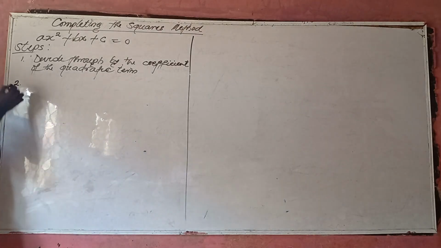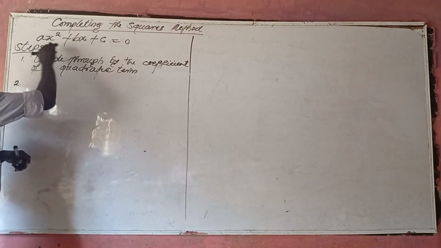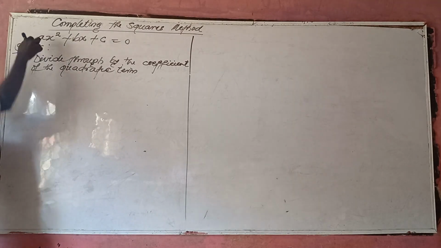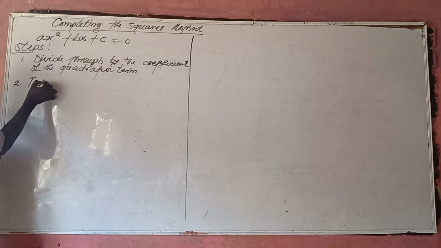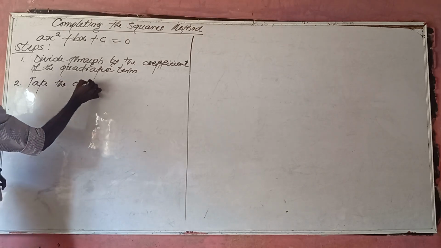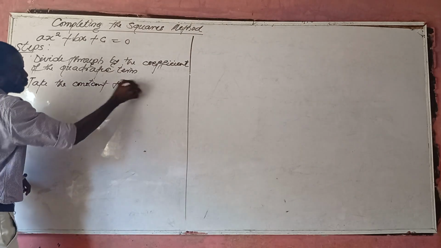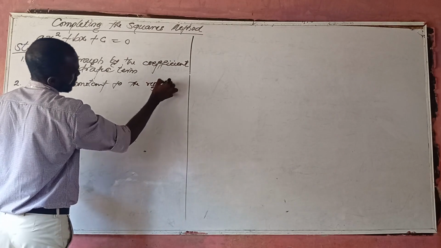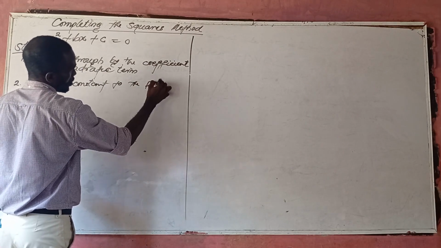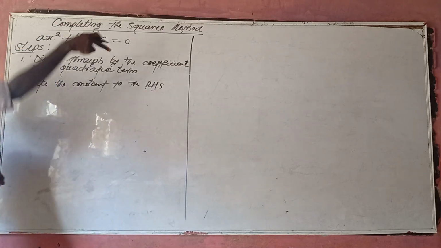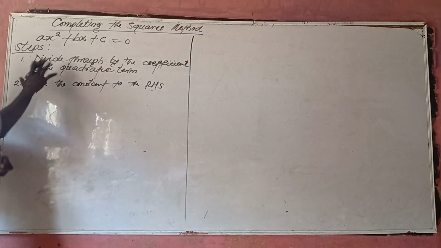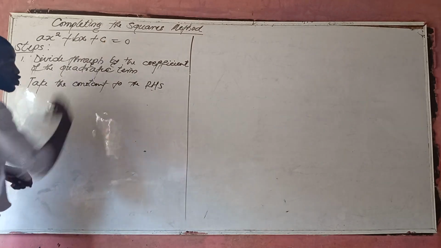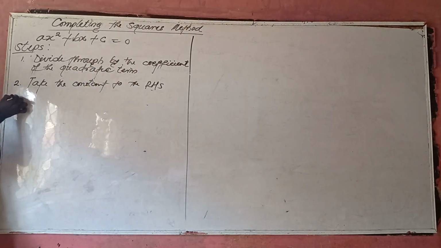So the next step, you have to divide through by the coefficient of the quadratic term, which is a in this case. Then take the constant to the right hand side of the equation. So you take this constant to the right hand side, in which case after the first step, it will already have a denominator, so it will have become a fraction.